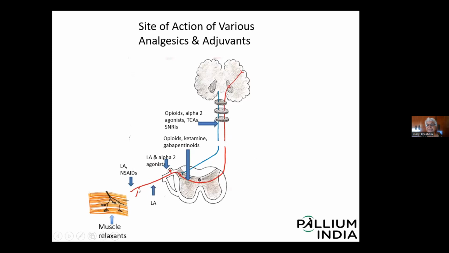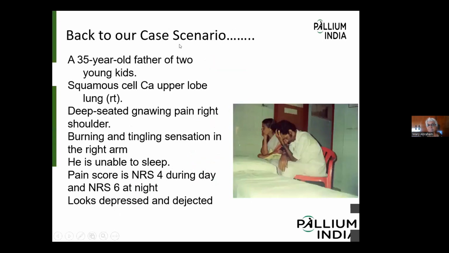Local anesthetics as such is acting on the peripheral nerve. The local anesthetic and alpha-2 agonists are acting at the dorsal root ganglion. Opioids, ketamine and gabapentin are acting at the dorsal horn. And drugs like opioids, alpha-2 agonists, and tricyclic antidepressant SNRI are acting on the descending inhibitory pathway. Okay. So this is how these various drugs are acting on different parts of the pain pathway.